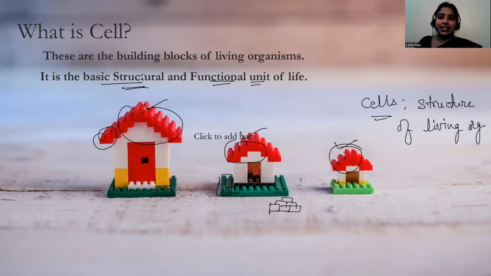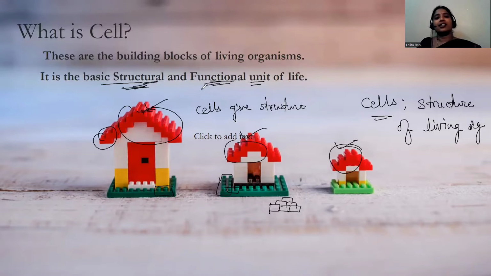Individual cells are responsible for giving structure to the organism, like here the blocks are giving structure to this house. In the same way, cells give structure to the living organism. If you talk about an ant, or take the example of an elephant, all the organisms, the smallest organisms or the big organisms, are made up of cells, and these cells are responsible for giving the proper structure to any organism. That's why it is known as the structural unit.